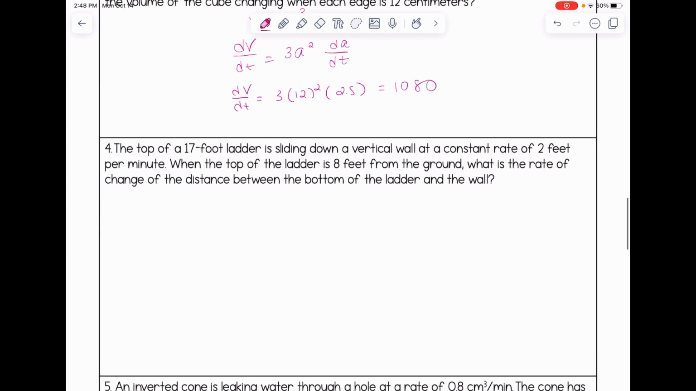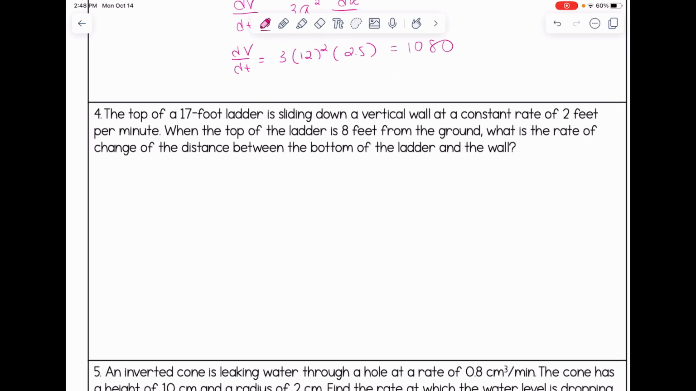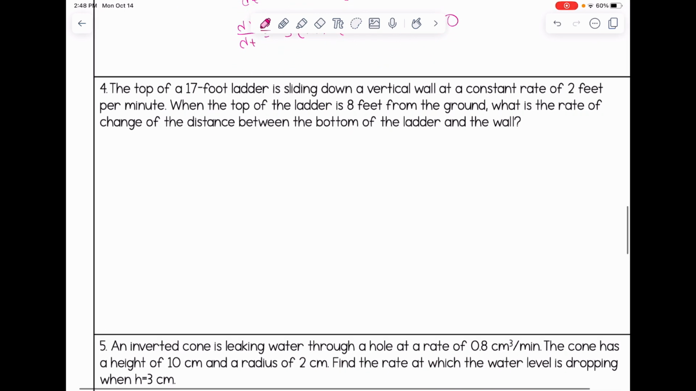You're going to see in number 4 and also in number 5, we have a little bit of a different scenario going on. Number 4, the top of a 17-foot ladder is sliding down a vertical wall at a constant rate of 2 feet per minute. When the top of the ladder is 8 feet from the ground, what is the rate of change of the distance between the bottom of the ladder and the wall?